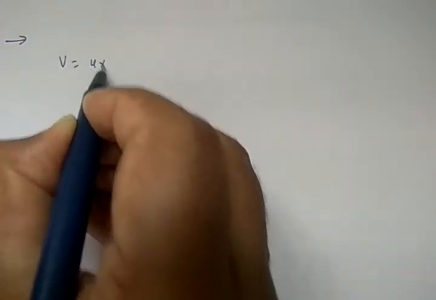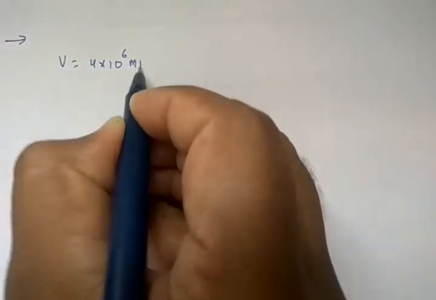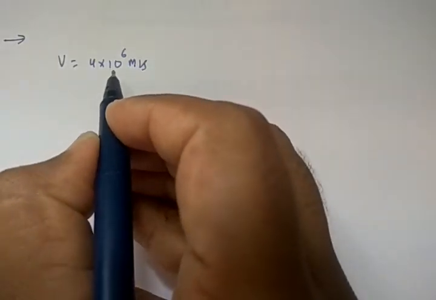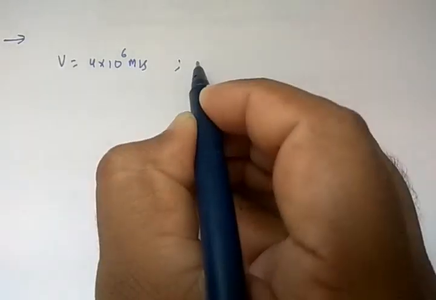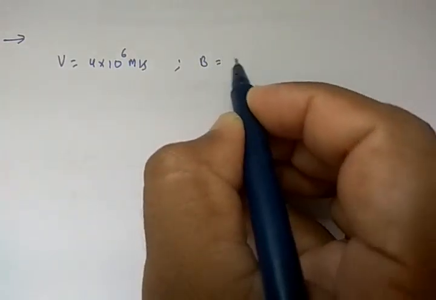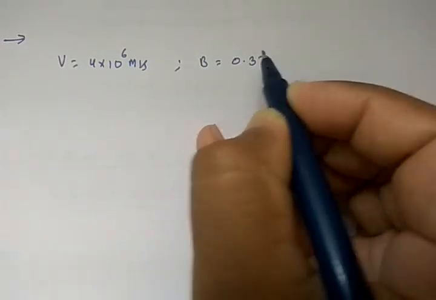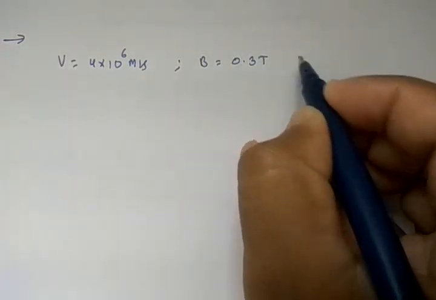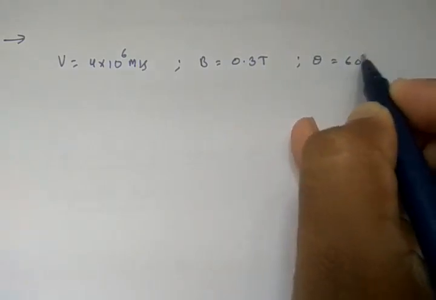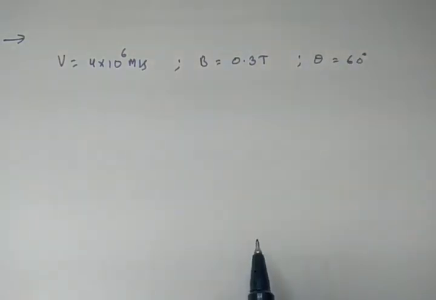So now the given data here: a beam of protons with a velocity v equals 4 × 10^6 meter per second enters a uniform magnetic field of strength 0.3 Tesla, and the velocity makes angle theta equals 60 degrees with the magnetic field. Find the radius of the helical path.